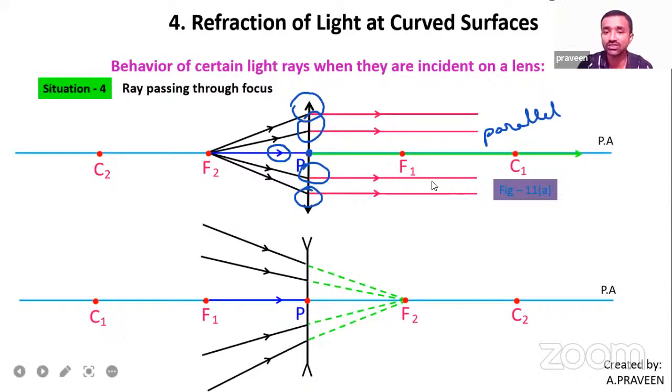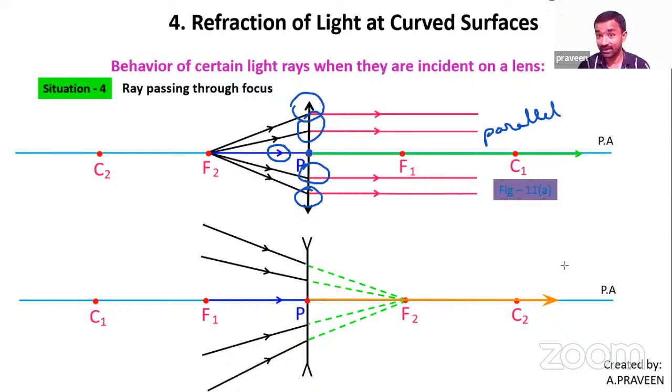So in this case, what happens? We know one thing: the light ray which is along the principal axis remains undeviated. So here, after the refraction, one of the light rays goes straight along the principal axis. This one remains undeviated. Then what about the others?